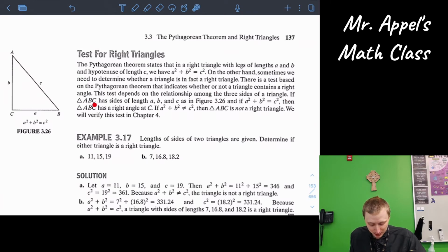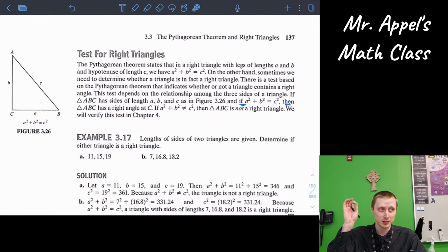If triangle ABC has sides of length a, b, and c, as in figure 326, so if we take a triangle, label it as such, and if a squared plus b squared equals c squared, then triangle ABC has a right angle at vertex C. If a squared plus b squared does not equal c squared, then triangle ABC is not a right triangle. We can verify this test in chapter 4.